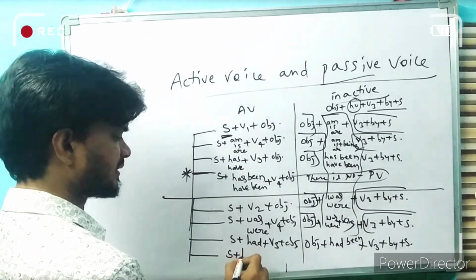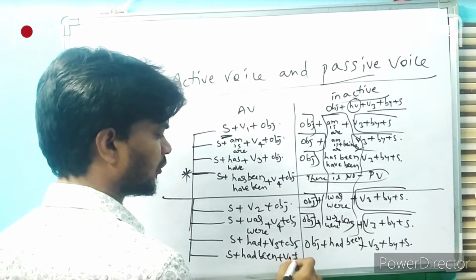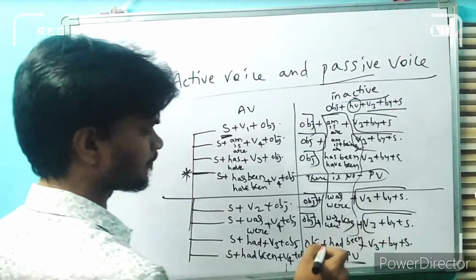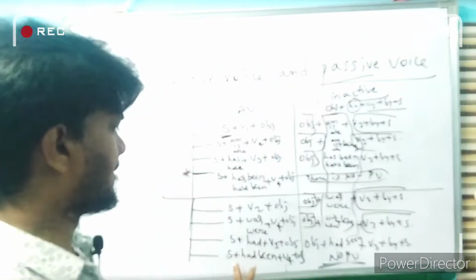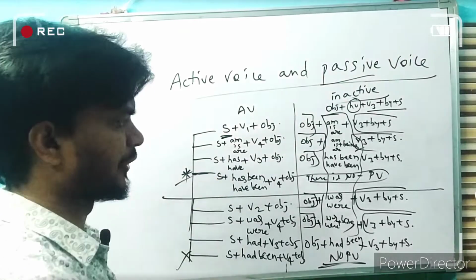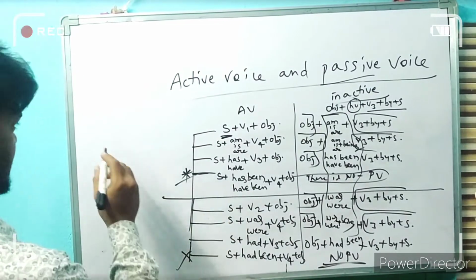Past perfect continuous tense: subject plus had been plus V4 plus object, no passive voice, for past perfect continuous tense, but also present perfect continuous tense. Okay, fine. Now we'll see future tense.